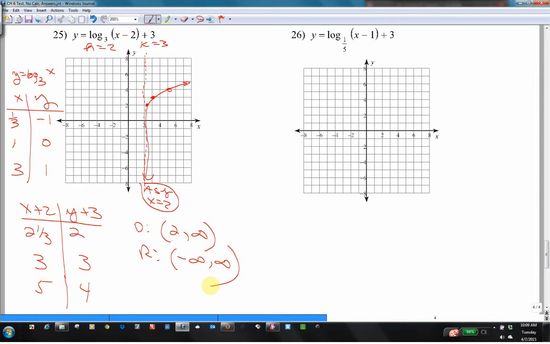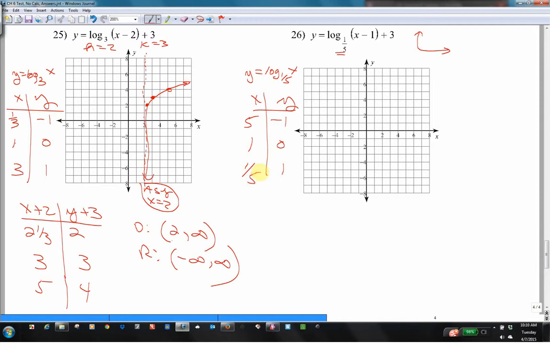And the last graph, this is going to be a decay. Notice that we have this exponent that's fractional, so I would expect this to come down from the top and look like that. So let's go ahead and get our parent table. The parent is going to be y is equal to the log 1/5 of x. Put the same values in, -1, 0, and 1 for y. We pick y, get x. So 1/5 to the -1 is 5. We have 1/5 to the 0 is 1, and 1/5 to the 1 would be 1/5.